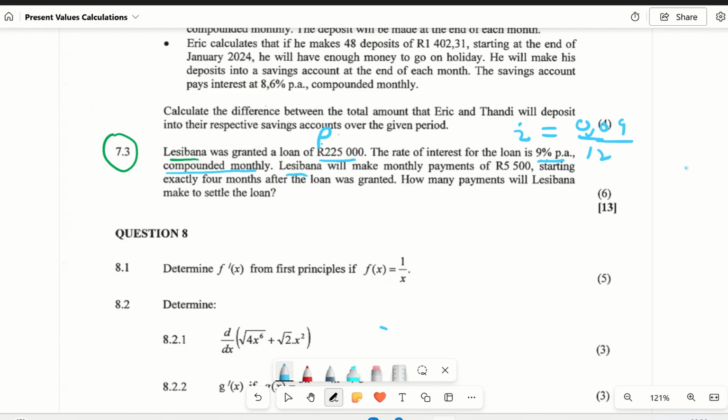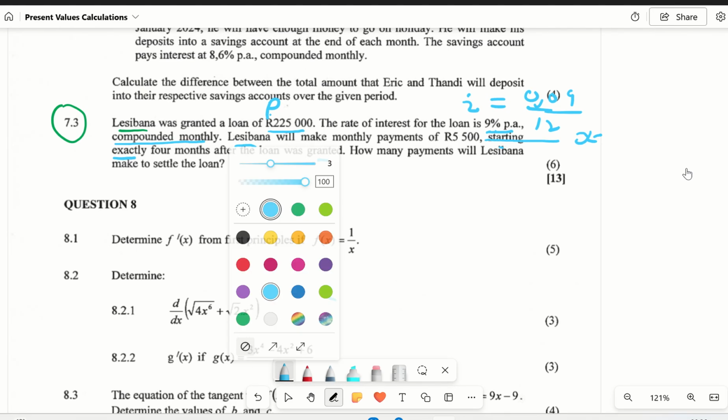Lesibana will make monthly payments of 5,500. That's your X, starting exactly 4 months after the loan was granted. How many payments will Lesibana make to settle the loan? Okay, so look at this.